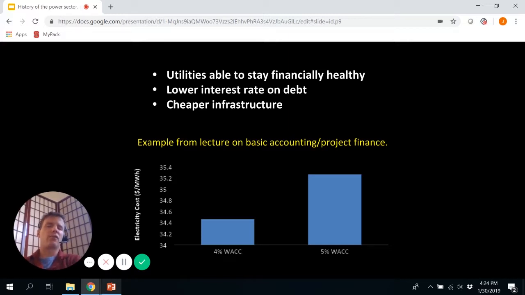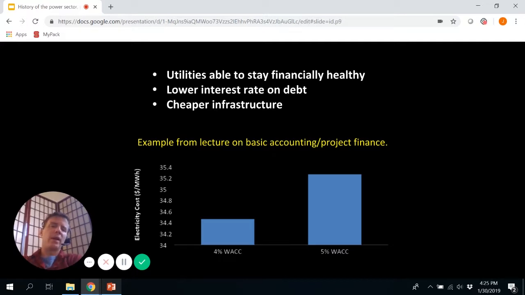And so go back to our first lecture when we talked about basic accounting and project finance. We talked about the importance of financial health to a utility or any type of business that is financing infrastructure or borrowing money to build stuff. Remember the relationship between financial health and interest rates on debt. If you are borrowing money and you are not a financially healthy company, the people that are going to lend you money are going to charge you a higher interest rate because you're going to have a lower credit score.